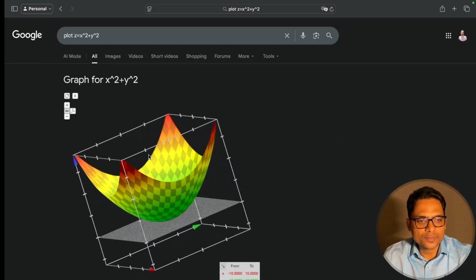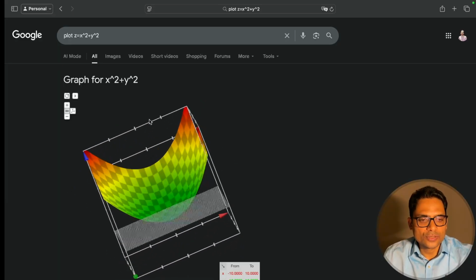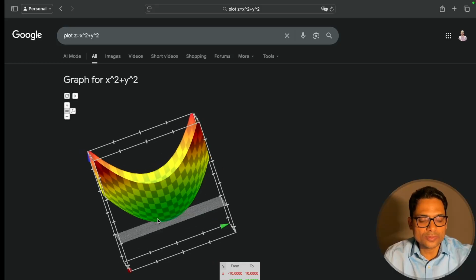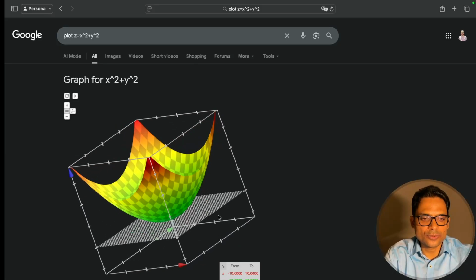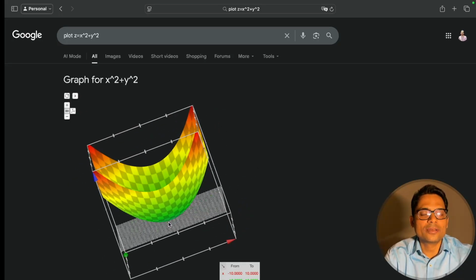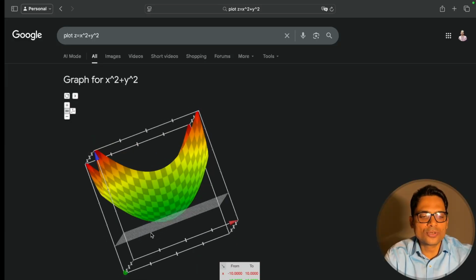See this bowl shaped, this is a paraboloid. For x equal to 0, y equal to 0, that is coming at the lowest point here. Just rotate it and see. So this is nothing but a paraboloid. It's a parabola in 3D, and at x equal to 0 and y equal to 0, this is hitting its minimum point. So that is a point of minima.